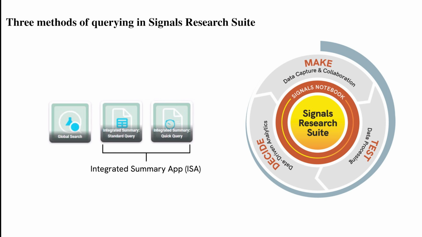queries. As we've gotten feedback from our users of the Signals research, we realized that there was really a desire for a different type of search experience though. One that provided maybe less flexibility, but instead opted for more templated search, more controls enforced by admins, and such was born the Integrated Summary app, which you may also hear me refer to as the ISA.